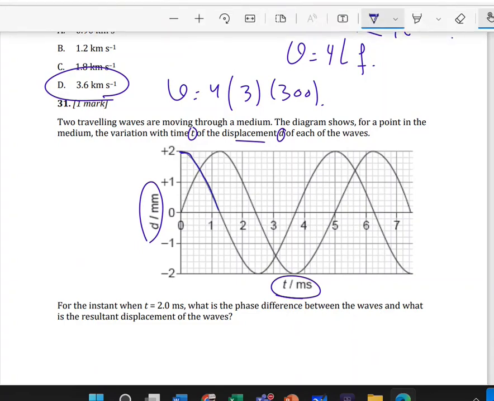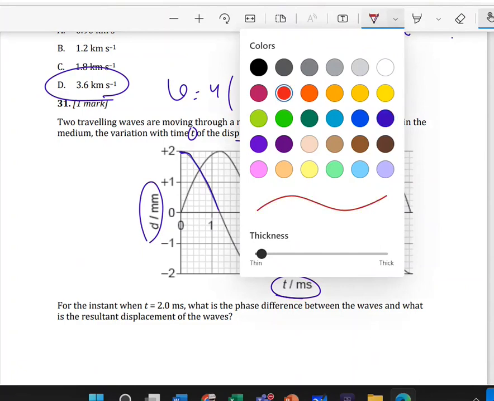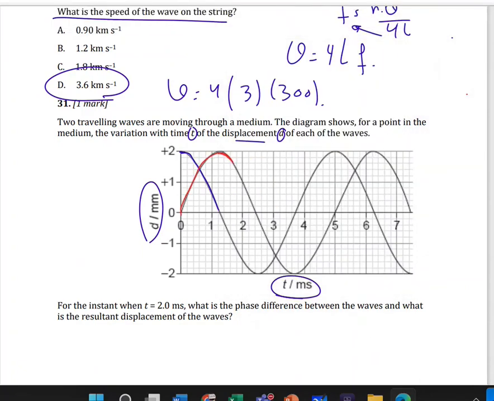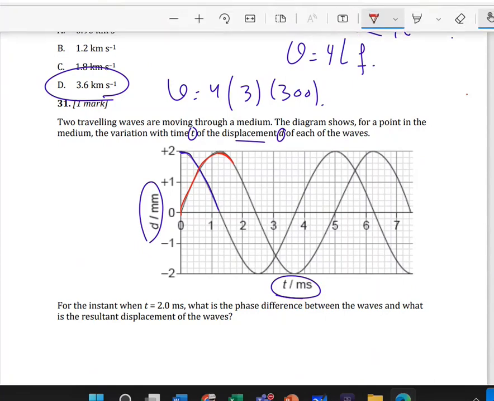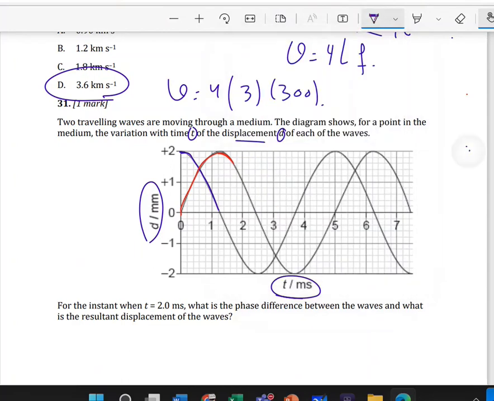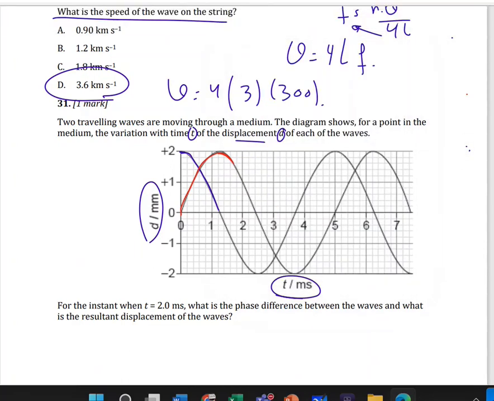and the red one is the second wave. So the blue one is the leader and the other one is the laggard. Okay. What is the phase difference between them?